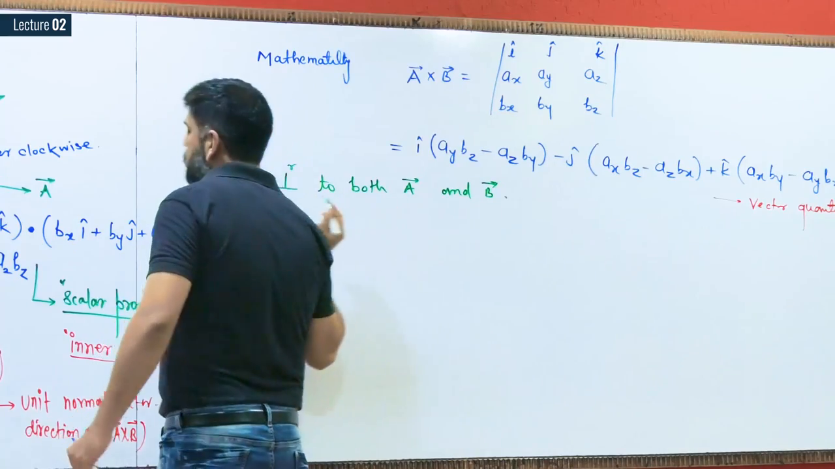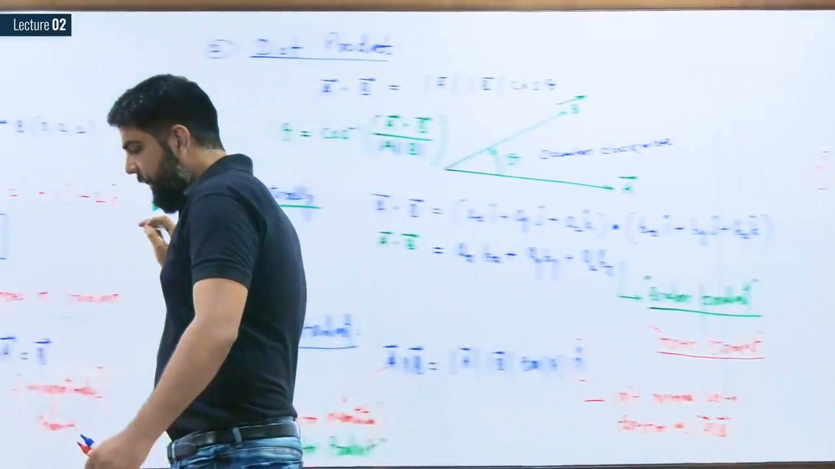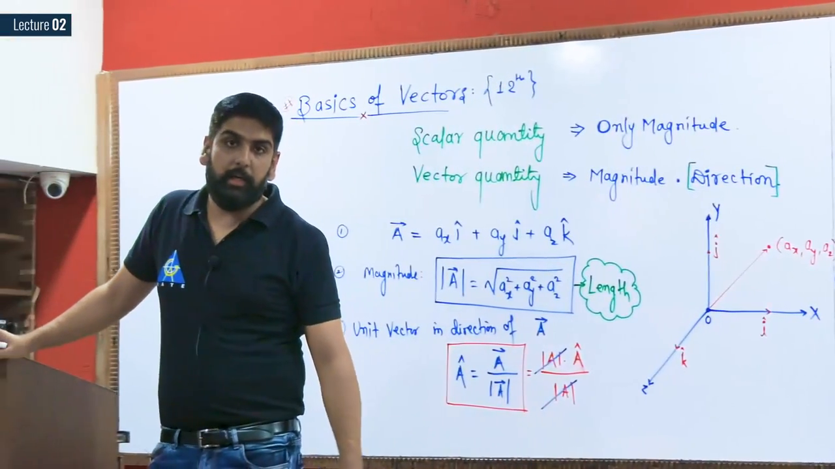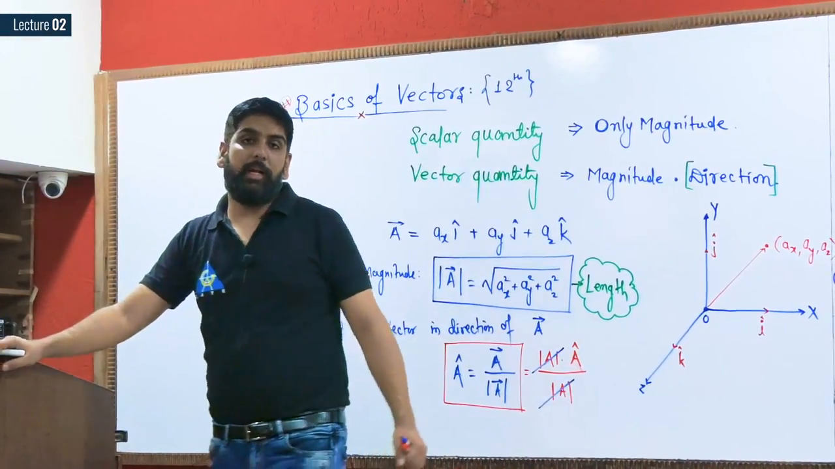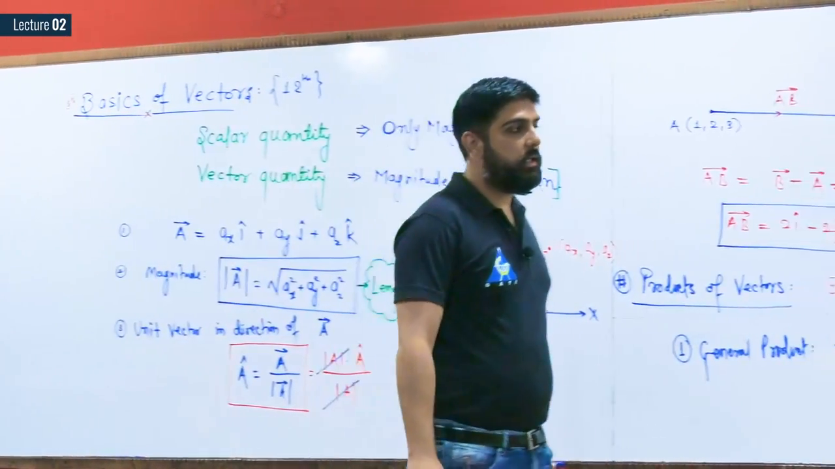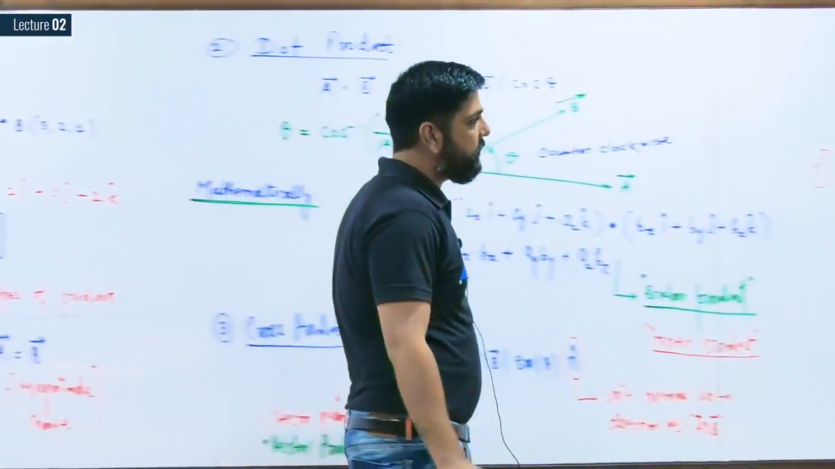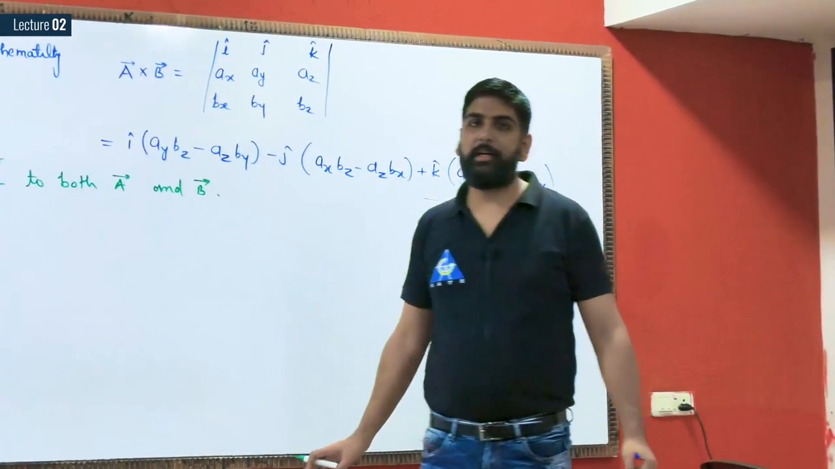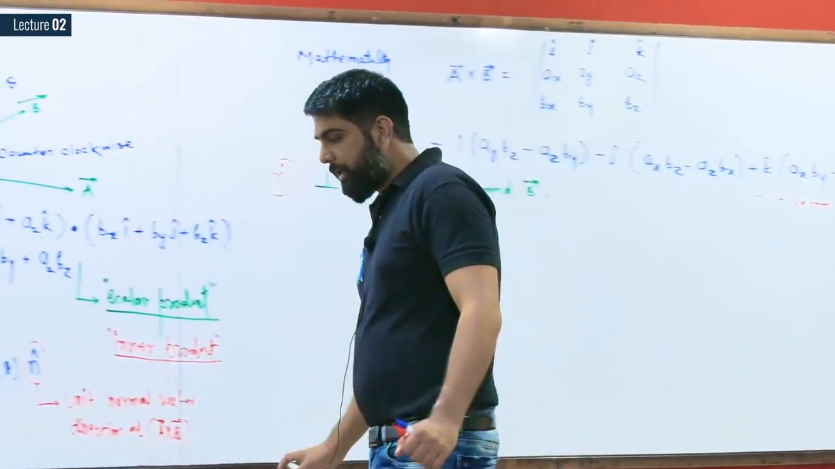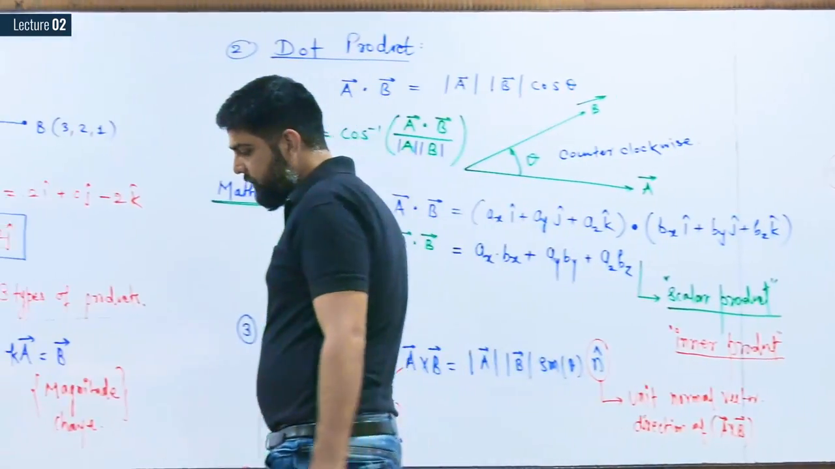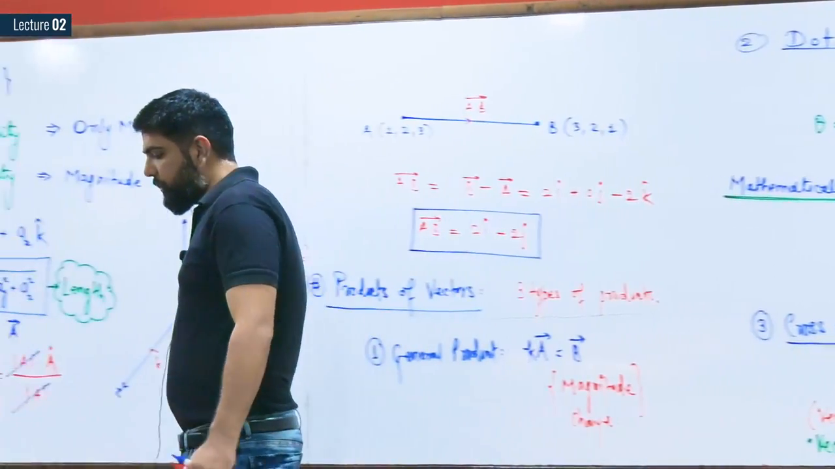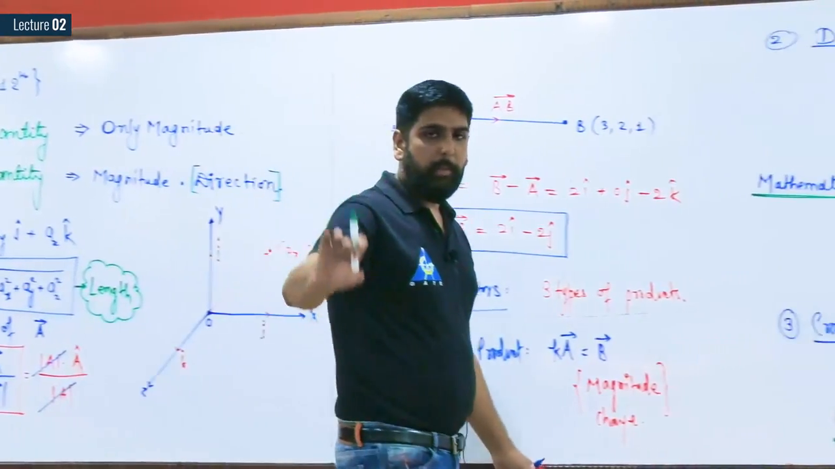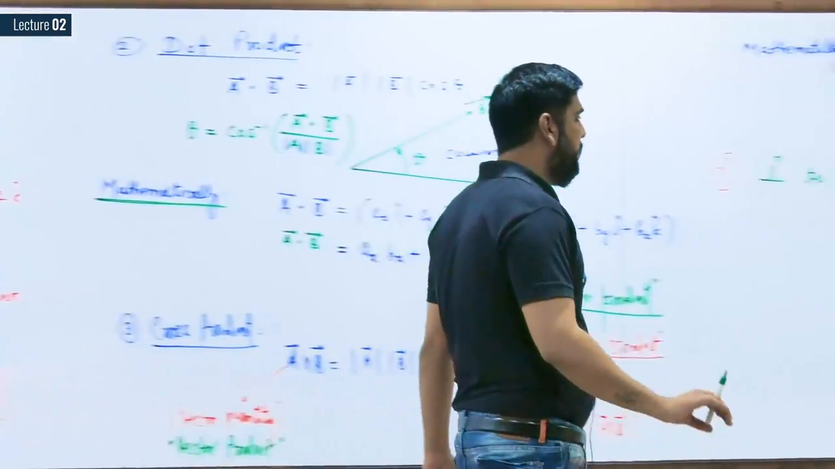That means, let us suppose if I am having vector A in the x axis and vector B in the y axis, then A cross B, the resultant, is in the z direction. In electromagnetic theory, let us suppose the electric field is in the x axis and the magnetic field is in the y axis. So the electromagnetic field is the resultant of the cross product of the electric field and magnetic field, which is in the perpendicular direction, that means in the z direction.